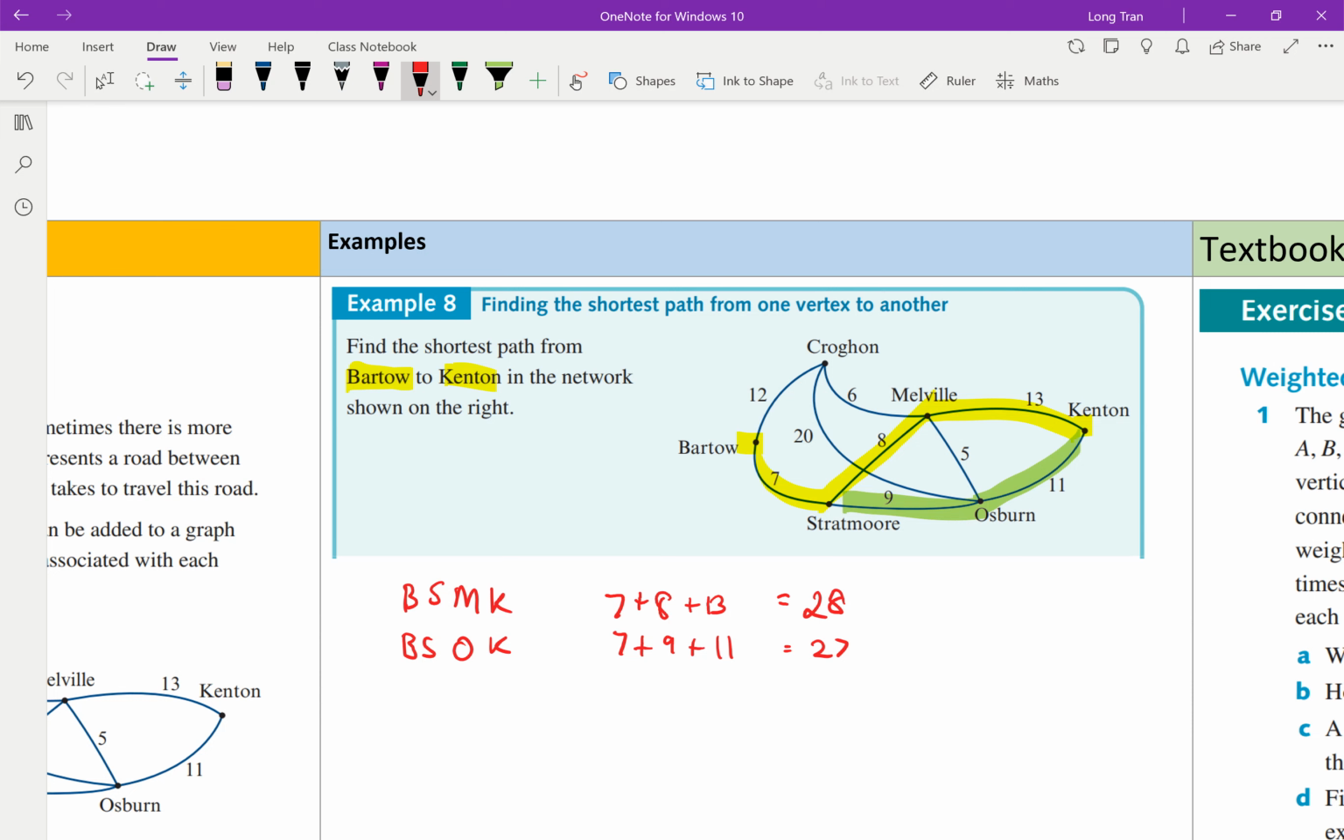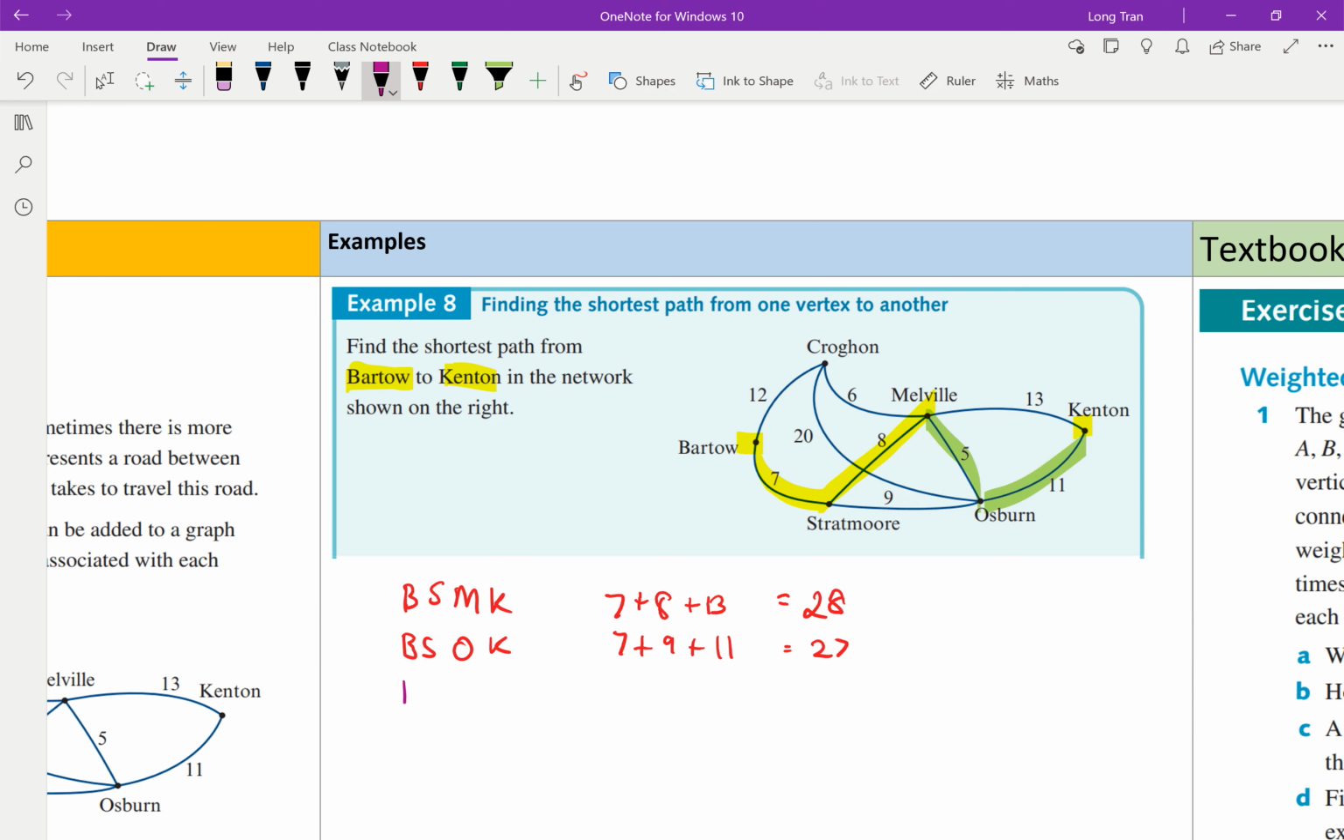All right, and then I may look around and go, well, I wonder if there is a shorter way, potentially, because you can see that there's that 5. So let's say I chose to do Melville down to Osborne. So that's what, 7 plus 8 is 15. 15 plus 5 is 20, and nah, that's 31. So no, it seems like the path that I've chosen is probably the shortest way to get there.